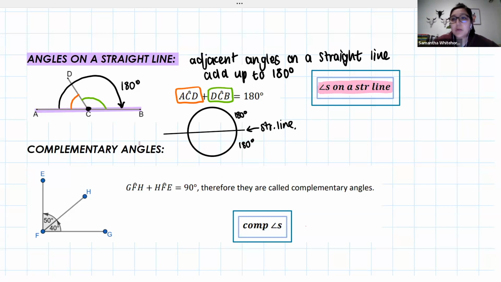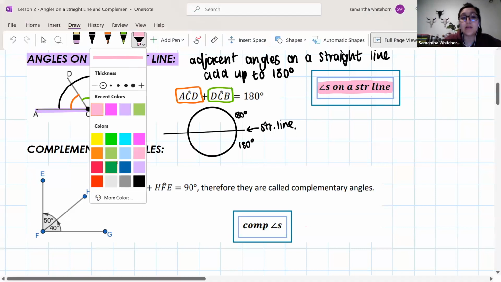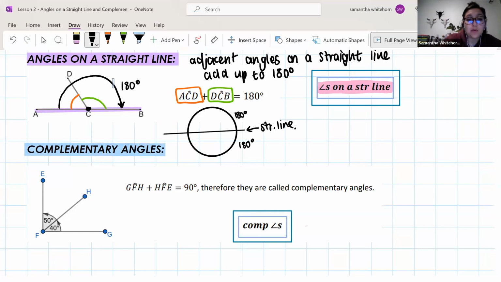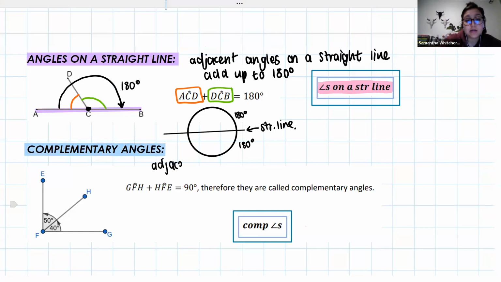The second one that we're going to have a look at, like I say, is complementary angles. Not one that comes up a lot, but is one that we need to know. Right, so in maths, complementary basically means adds up to 90. So complementary angles is when we have, once again, adjacent angles, so angles next to each other, that add up to 90 degrees.